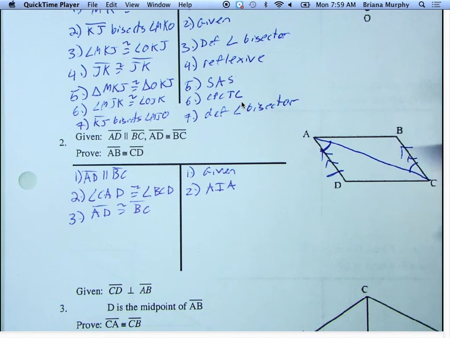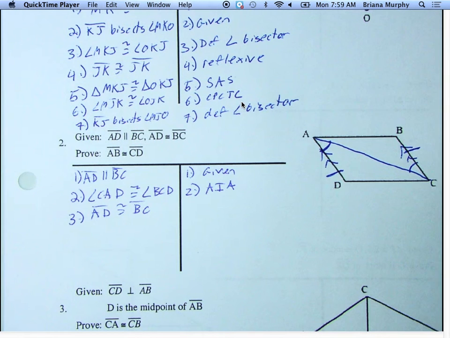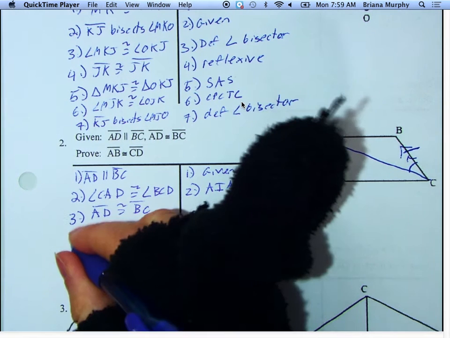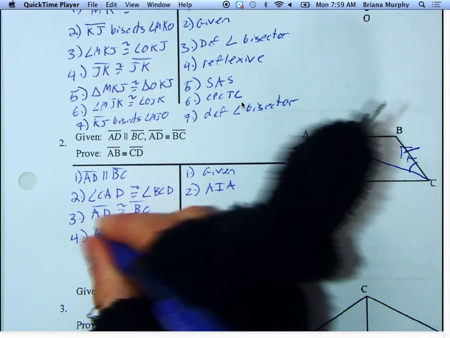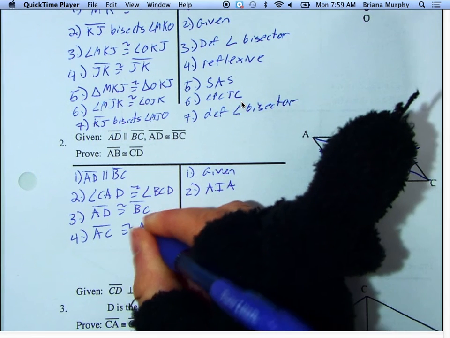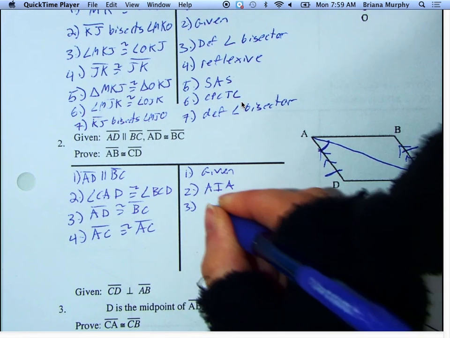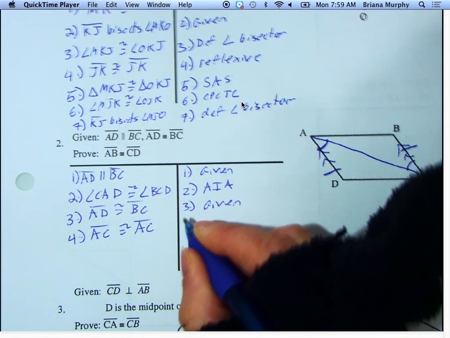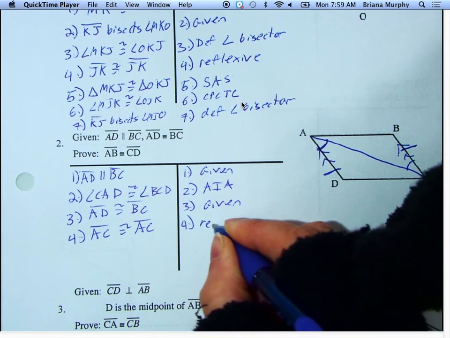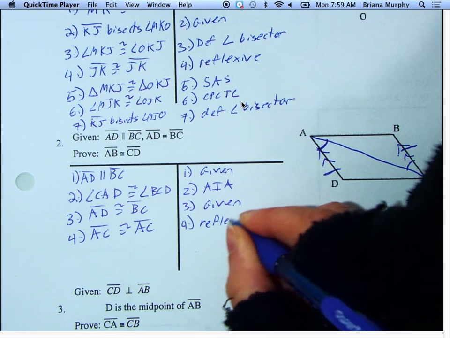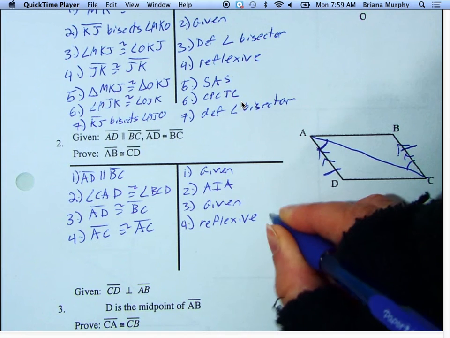Do I see anything else from the picture? Is there another side or angle from the picture? AC is congruent to AC by reflexive. Oop, this is given. Sorry, number 3 is given. 4 is reflexive property of congruence. I'm just going to shorten it to reflexive property.